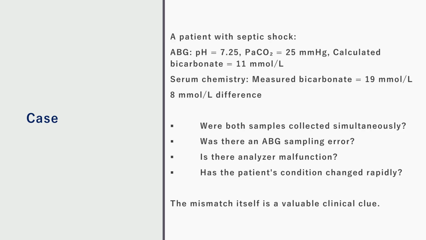Let's take a case. The patient with septic shock has pH 7.25, CO2 25 millimeters of mercury, calculated bicarbonate 11 millimole per liter. Serum chemistry. Measured bicarbonate 19 millimole per liter. This is an 8 millimole per liter difference.